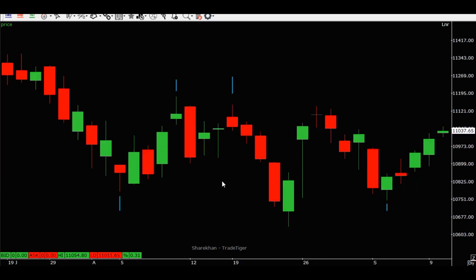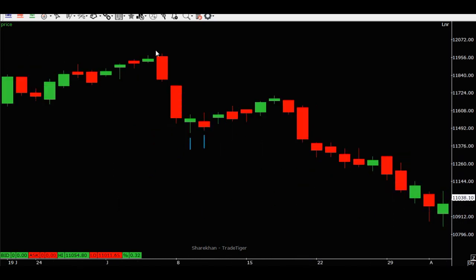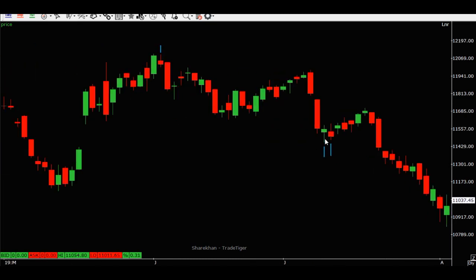Now see this nice downtrend, and we get this hammer at the bottom, and nice reversal. Again, see here, nice downtrend, and we get a hammer followed by inverted hammer. Okay, guys, when you get this kind of a pattern, it's like a double confirmation, and it's a very strong signal of a reversal. And you can see that price did reverse after that.